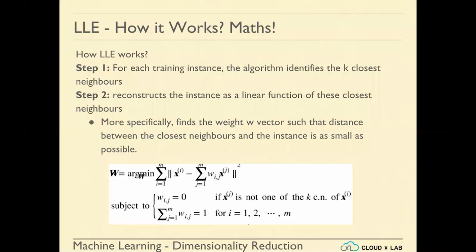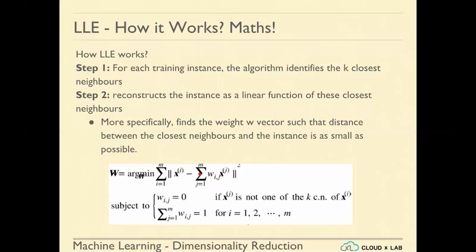Okay, so what it does is it finds the weight vector such that the distance between the closest neighbors and the instance is as small as possible. So the first learning step is to find those weights, those relationships in the data set, such that they are closest to each other. So we find the weight vector such that the distance between the instance and the neighbors is minimum. Okay, so we minimize this over all the instances. So we want to find out this relationship.